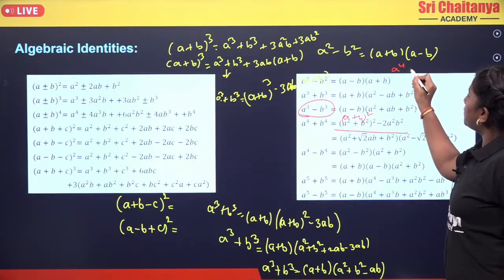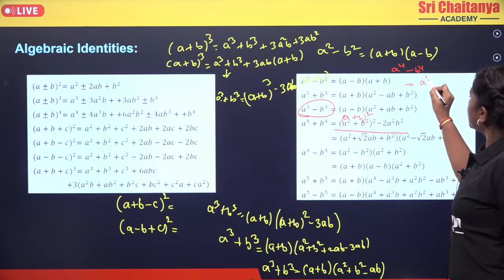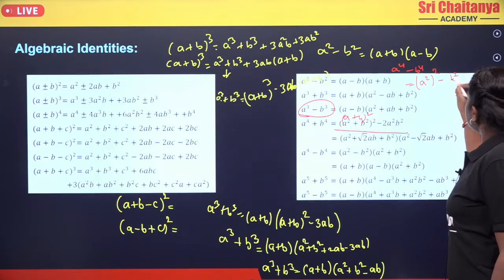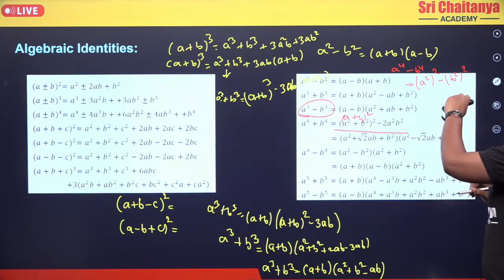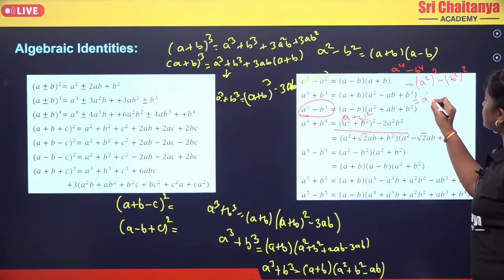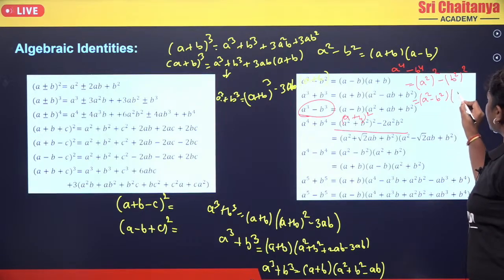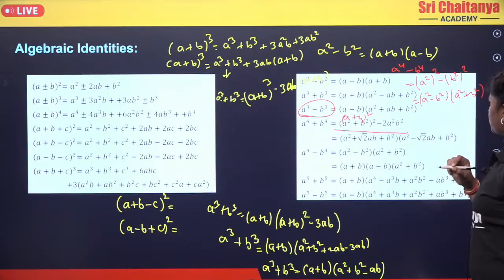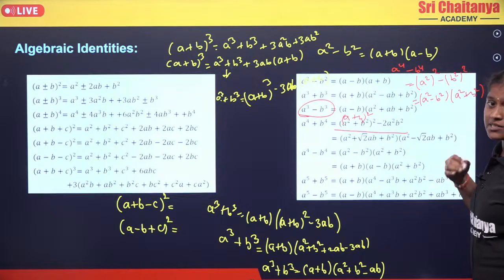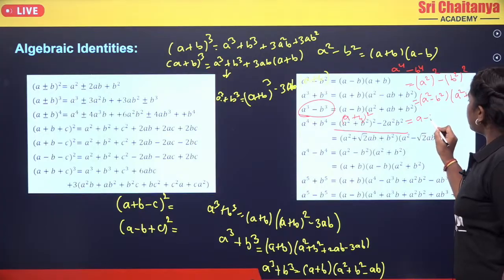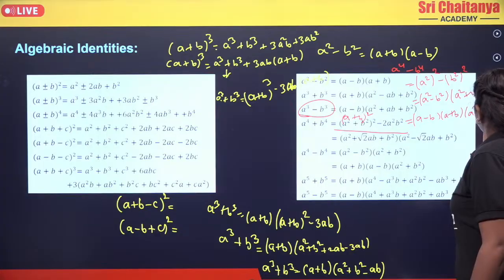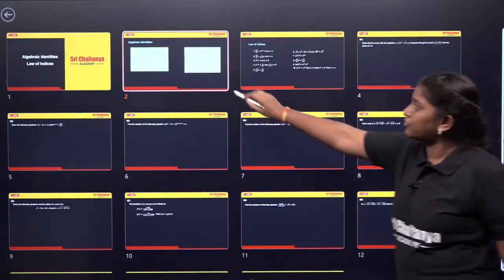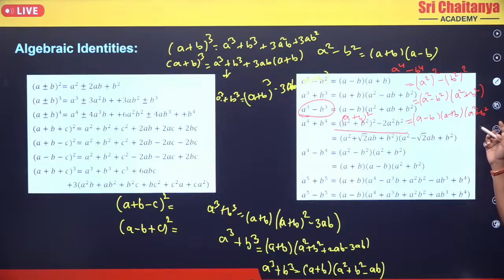Same here also. Whatever the a to the power 4 minus b to the power 4 we are having, we can write it as (a square) whole square minus (b square) whole square. Once again it is in the form of a square minus b square, so it can be written as (a square minus b square) into (a square plus b square). Once again we will apply the same identity, a square minus b square. So that becomes (a minus b) into (a plus b) into (a square plus b square). So this is how we are going to find the value of a to the power 4 minus b to the power 4.